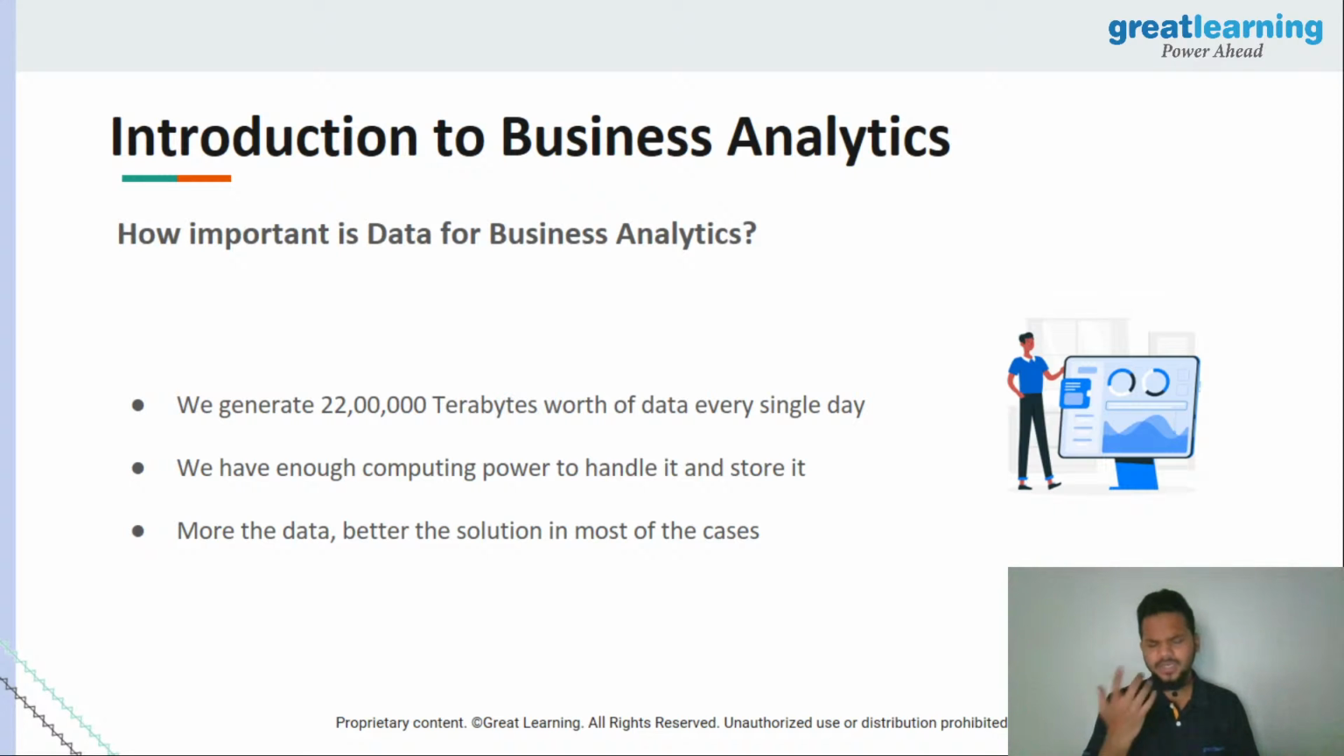So one advantage in today's world is that we have the capability to handle all of this. It's not like we're generating 22 lakh terabytes a day and we do not handle it. We can handle it, and that is what gave rise to domains such as business analytics, data science, and artificial intelligence as well, right?